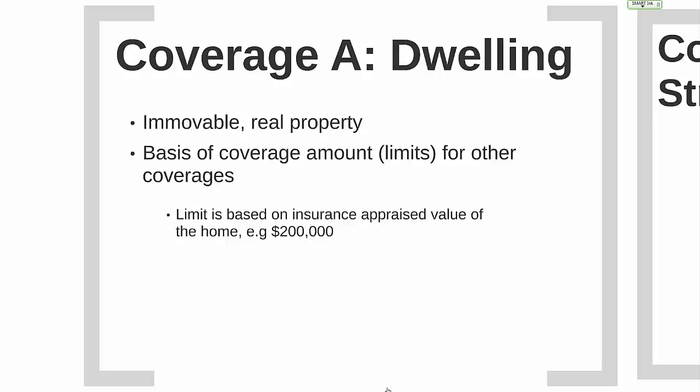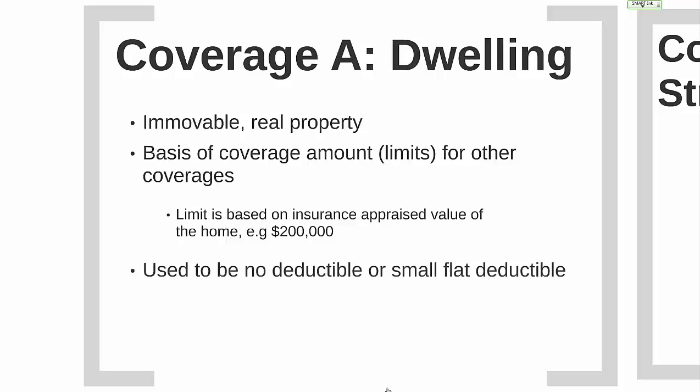We'll discuss that further as we get to each coverage. There used to be either no deductible or a small flat deductible on coverage A, but now it's common to have 1, 2, 5, and even 15% deductibles. All of these are percentage deductibles. So even a 1% deductible on a $200,000 home is $2,000.